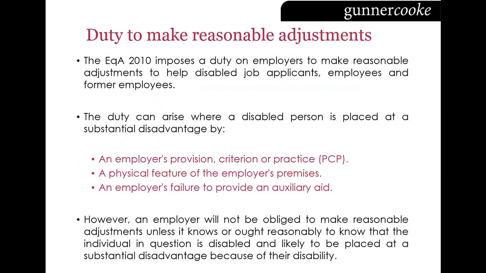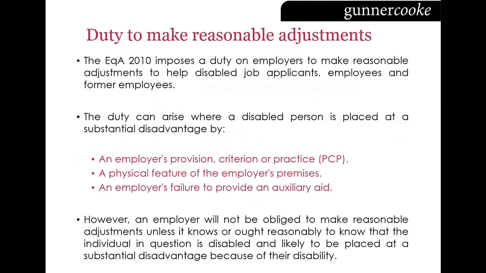The second requirement involves making changes to overcome barriers created by the physical features of the workplace. So including changes to the structure of premises, or placing high visibility stickers on glass doors, or widening the doors for wheelchair access. And the third requirement involves providing extra equipment, which is known as an auxiliary aid, or getting someone to do something to assist the disabled person, which is known as an auxiliary service.